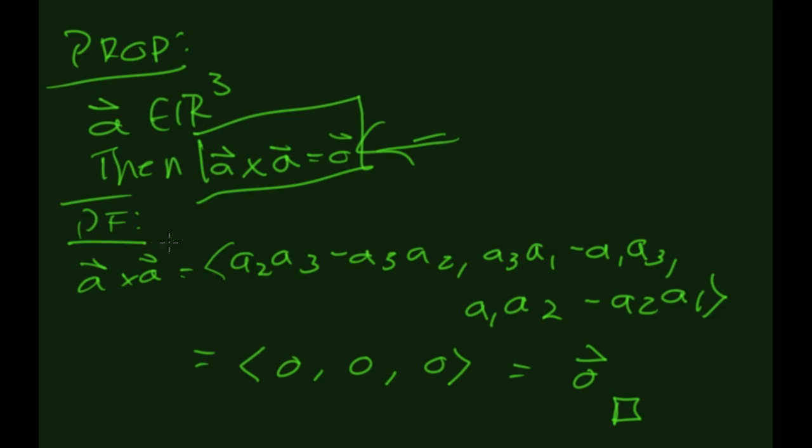Okay, so we have a formula here for calculating a cross product. We have a bit of a framework that we can use to help us with that. And we have a quick property that any vector crossed with itself is going to give me the 0 vector.